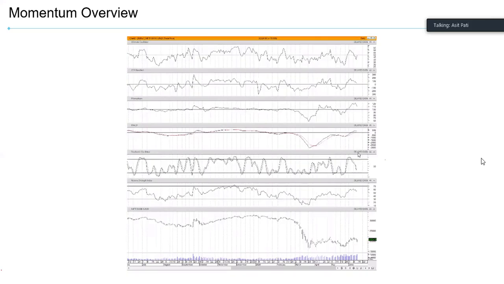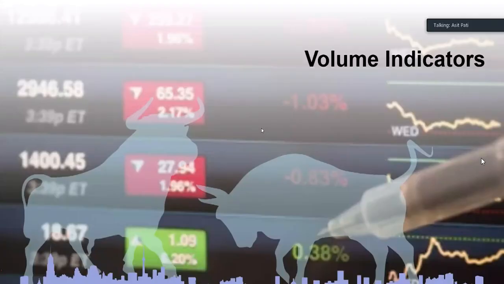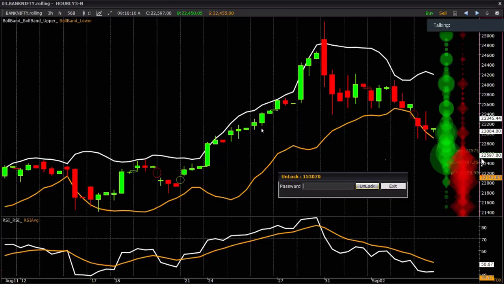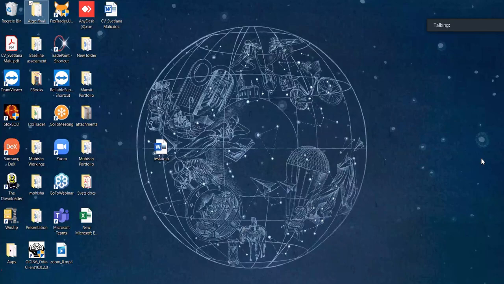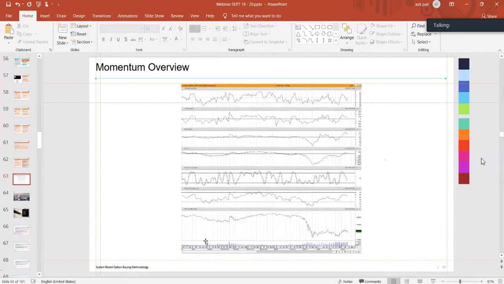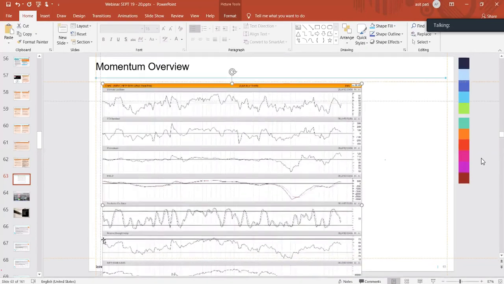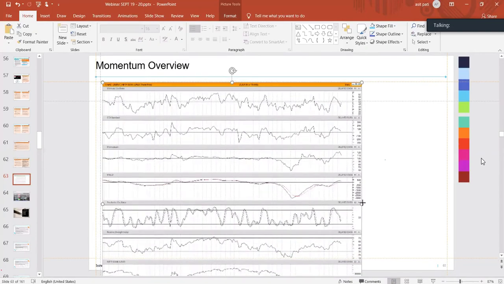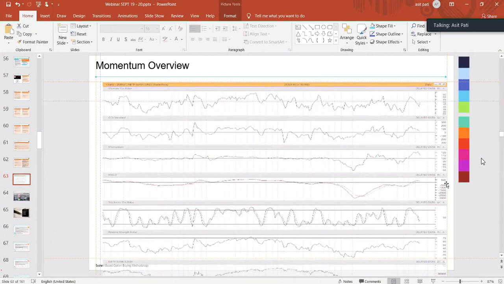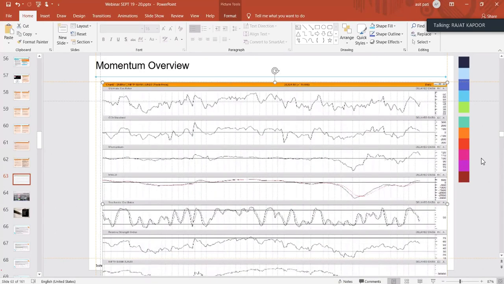Okay, so this is one more thing I wanted to show you. Let me just enlarge the screen. Do you see the momentum overview? Do you see my PPT? Yes. Perfect.